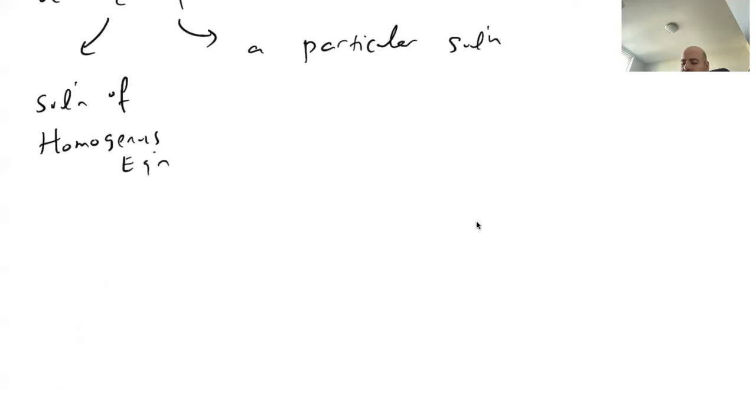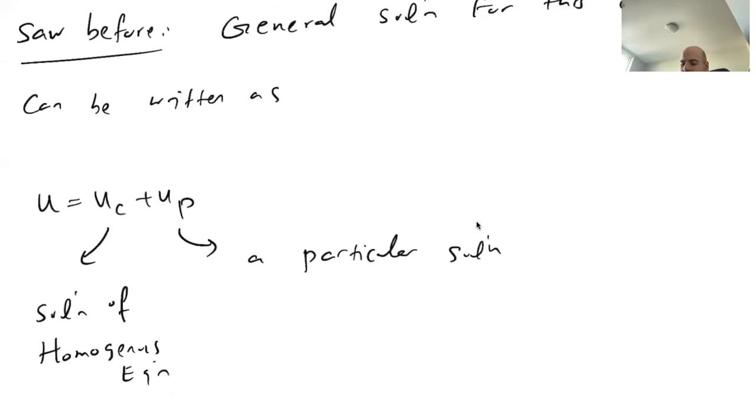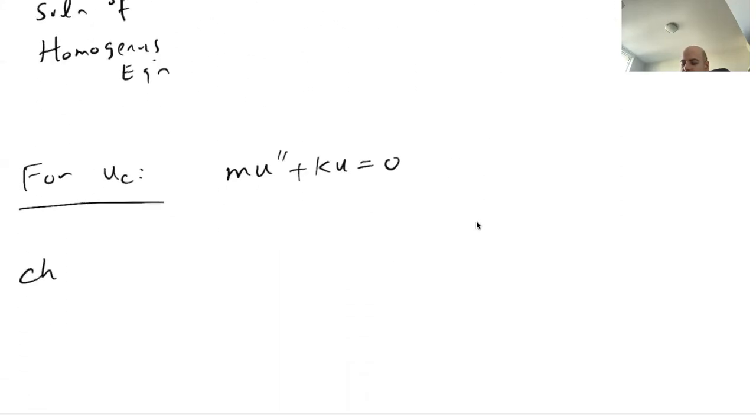So for the UC part, we know that mu double prime plus ku is equal to 0. This is my equation. I replace the right-hand side with 0. Then the characteristic equation for this will be m r squared plus k is equal to 0. I have to use the same coefficients, but instead of derivatives, I have to use powers.